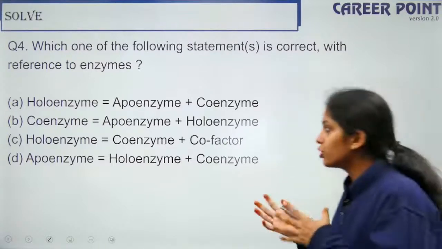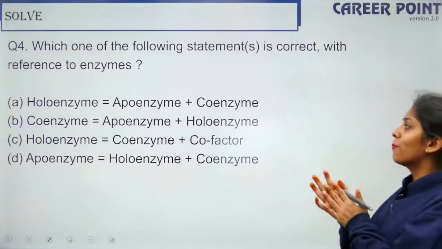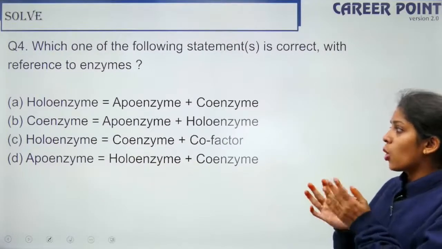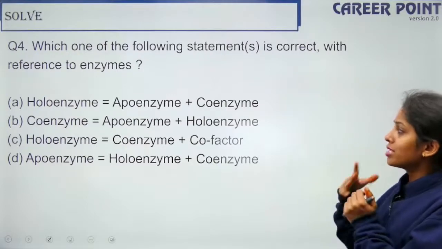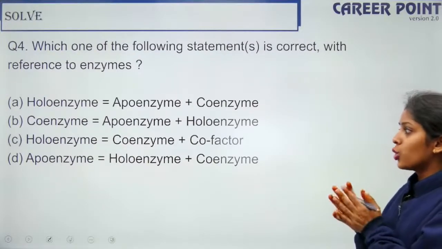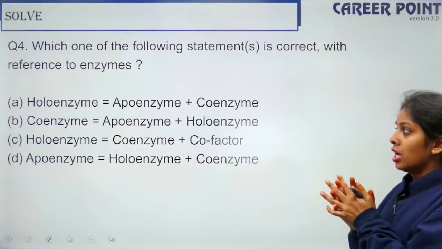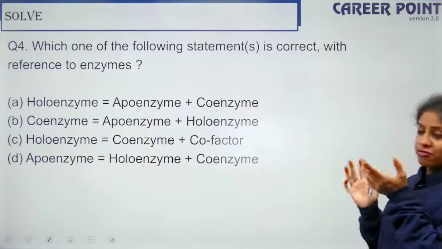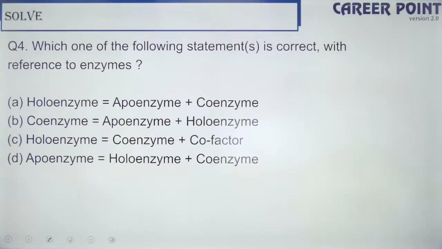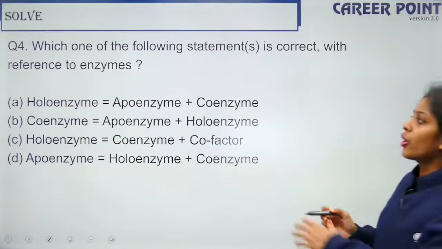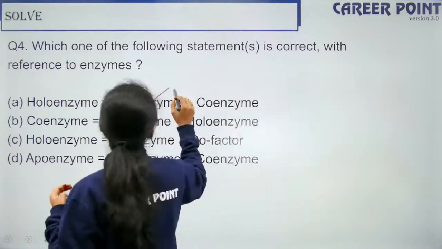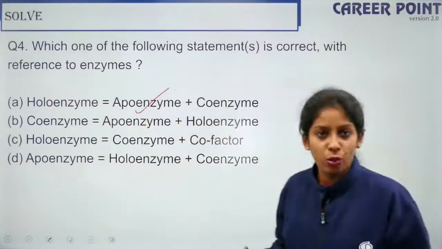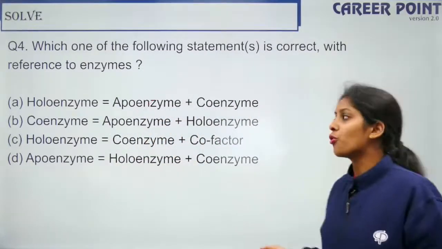I just taught you. So holoenzyme is equal to apoenzyme plus coenzyme. Coenzyme is equal to apoenzyme plus holoenzyme. So which one is right? Here you have to tell me which is the protein part and which is the non-protein part. Yes, quick. So your holoenzyme is apoenzyme plus your coenzyme. This is your right one. So coenzyme is a type of cofactor, right?